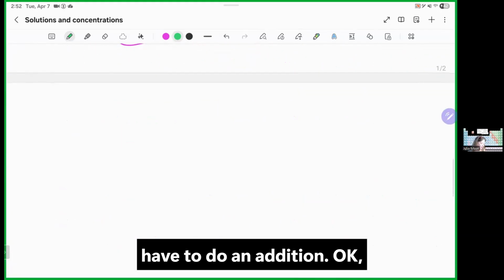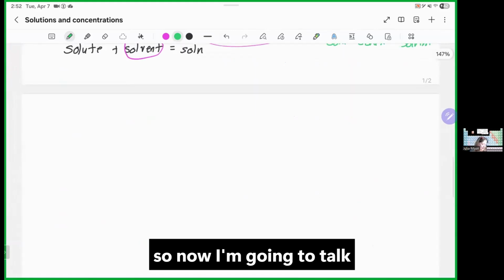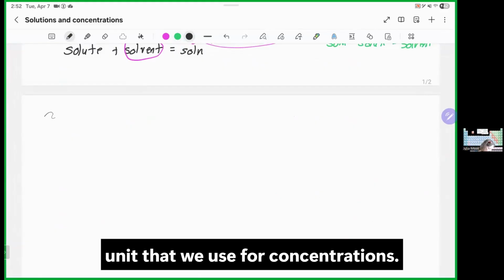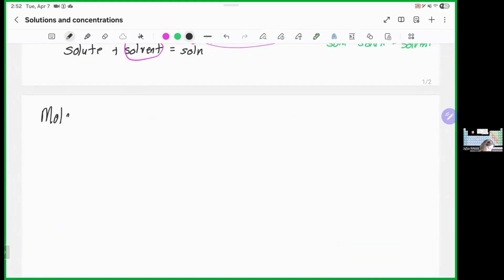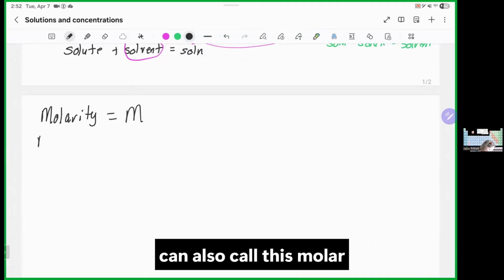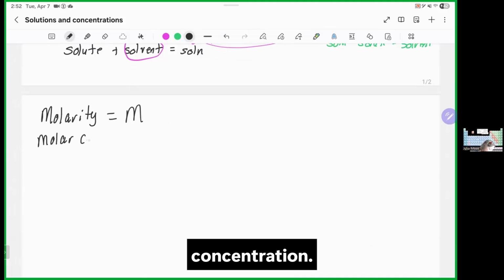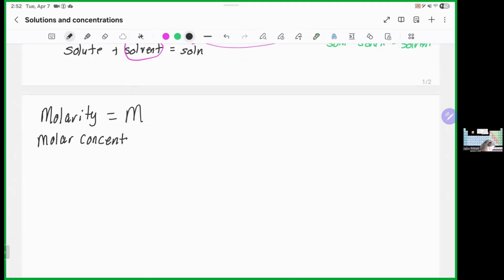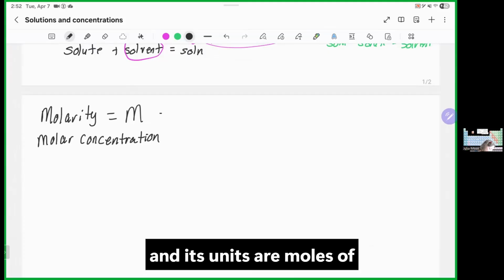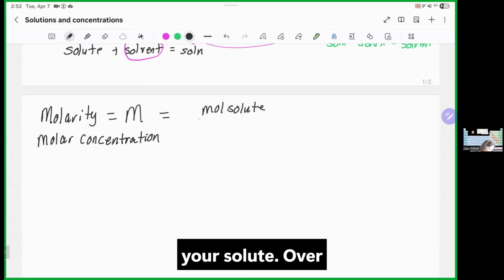Okay, so now I'm going to talk about molarity. It is our other major unit that we use for concentrations. Molarity is abbreviated with a capital M. We could also call this molar concentration. Its units are moles of your solute over liters of solution.